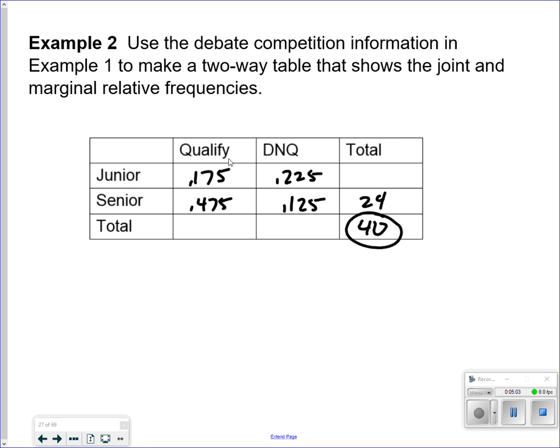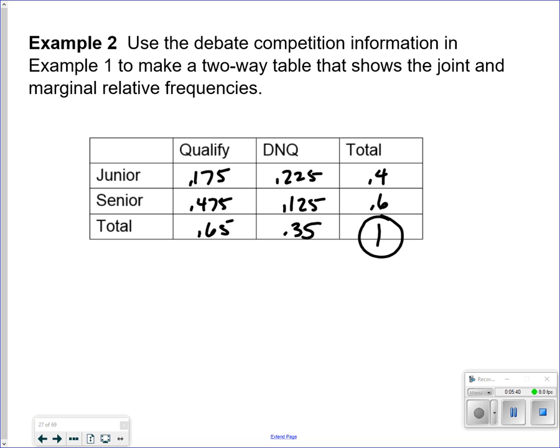which is 0.4, or I could add up the two joint relative frequencies, and it would add up to the marginal relative frequency. So this one, I'm going to do it by adding. So 0.475 and 0.125 would get me 0.6. And so again, that gives me a grand total of 1 or 100%. So going the other way, I'm going to add this instead of taking the number there. 0.65, which makes this 0.35.